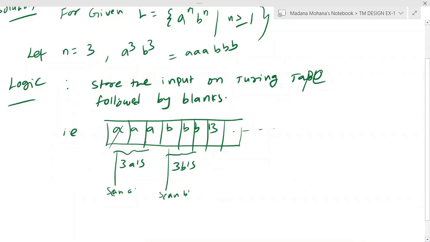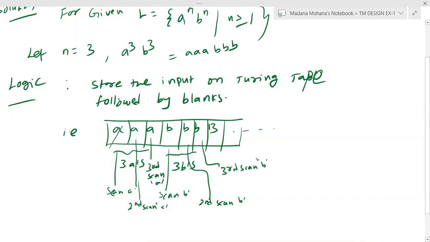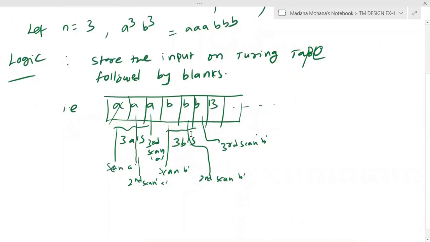Then the second time, it scans the second A, then immediately searches for the second B. Then the third A, then it searches for the third B. So here you can observe that directly we are saying it scans the first A, then the second A, and in the second part the first B. But directly it won't do like that. Here you can see the tape consisting of 3 A's, 3 B's followed by blank.